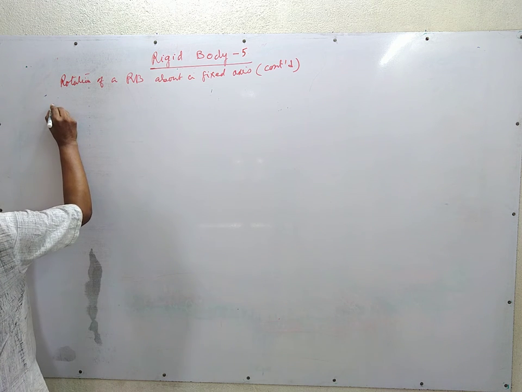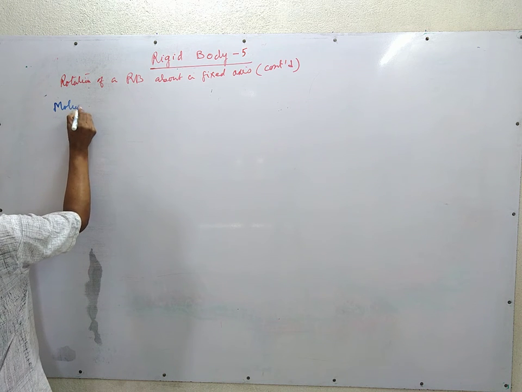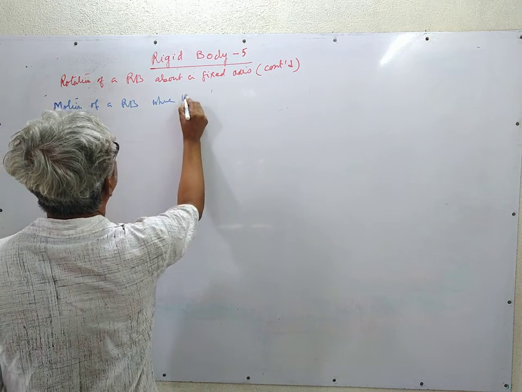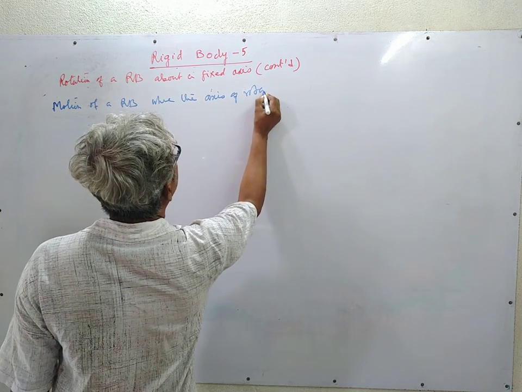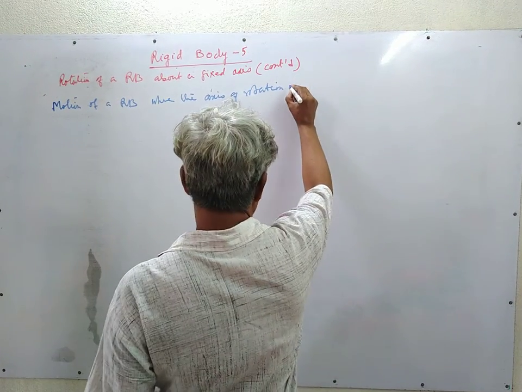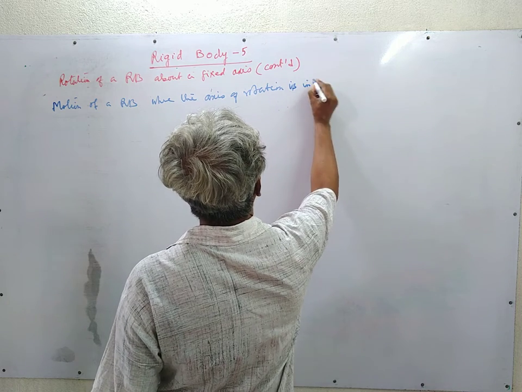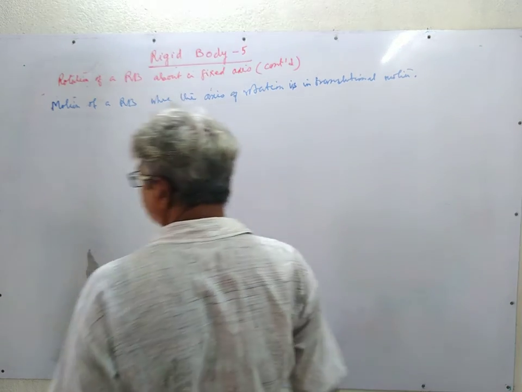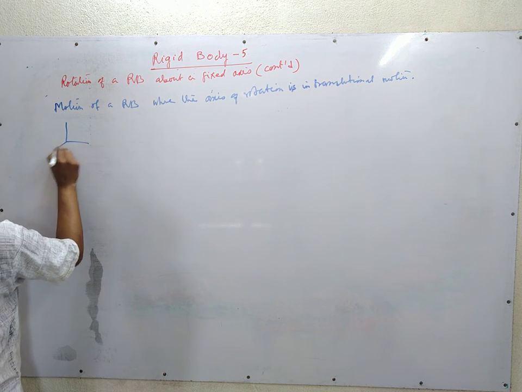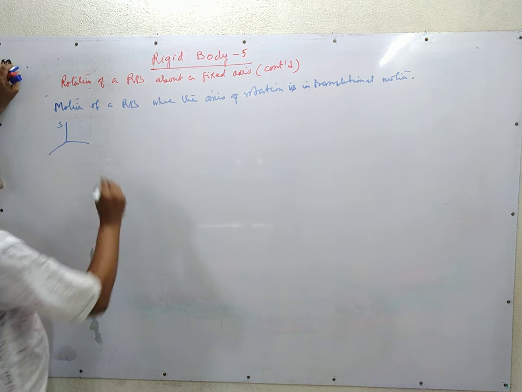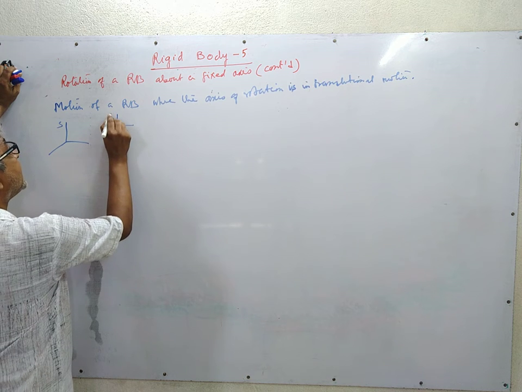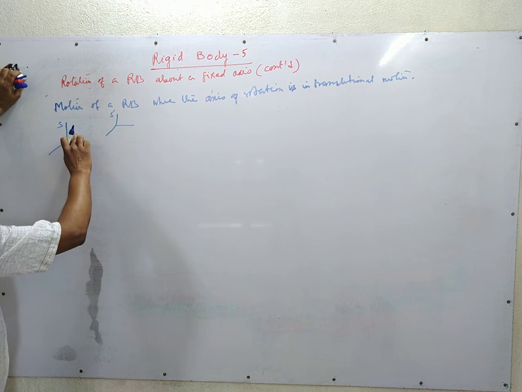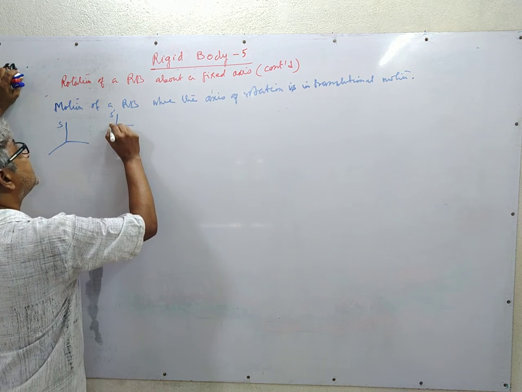So, motion of a rigid body where the axis of rotation is in translational motion. That is to say, if we consider this is the space fixed frame S, and we have a body fixed frame S prime, then S and S prime remain parallel all along, provided they were coincident at t equal to 0, and the axis of rotation has a fixed direction.